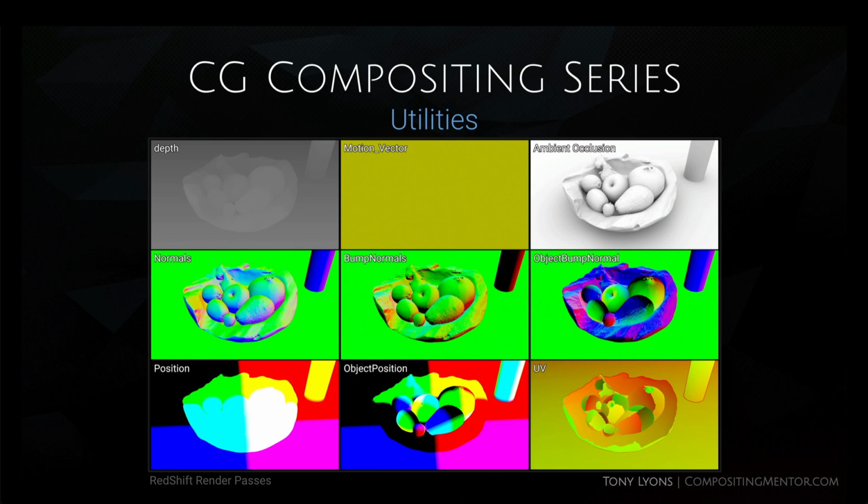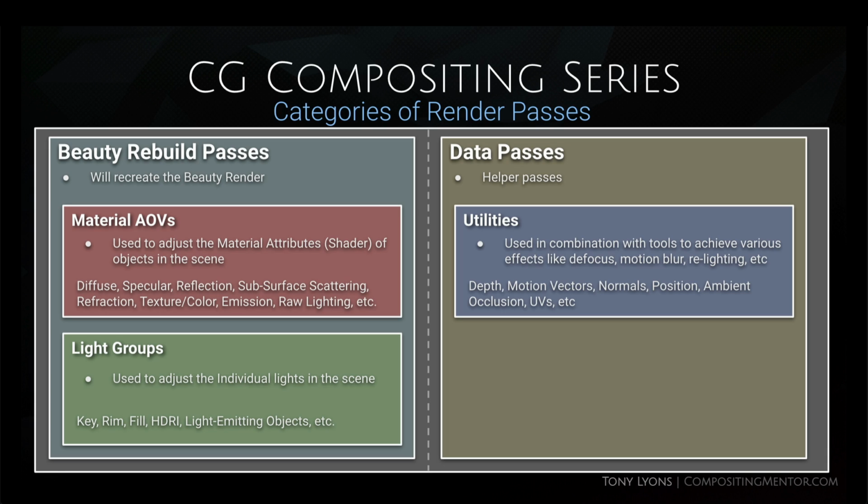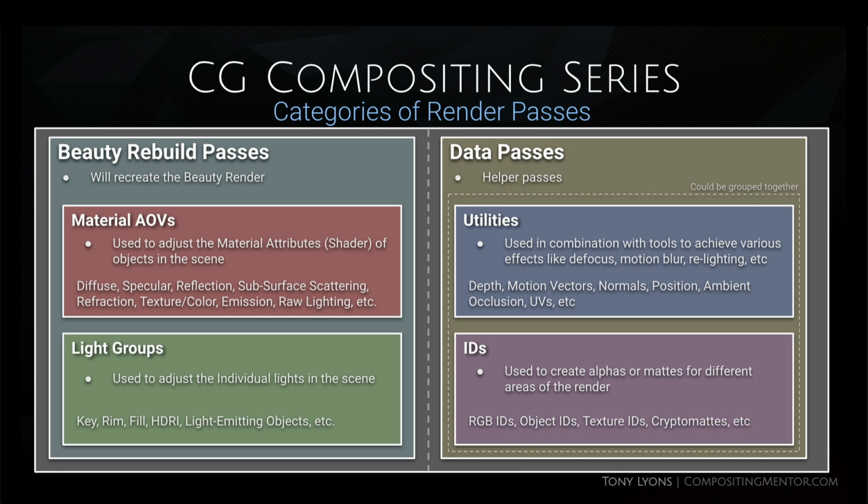So you can see we have the depth, ambient occlusion, normals, position. These are helper passes to help us achieve additional effects while compositing. The last category is IDs. And IDs are used to create alpha channels or mattes for different areas of the render. These could be RGB IDs, object IDs, texture IDs, cryptomattes, etc.